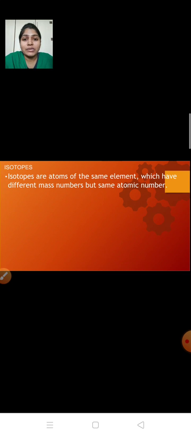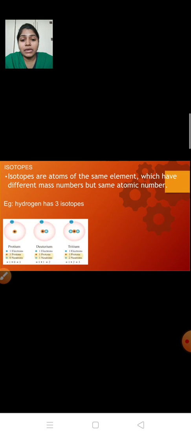Let us find out. Isotopes are atoms of the same element which have different mass number but same atomic number. So remember, isotopes are atoms of the same element. They have different mass number. It means that the number of protons will remain same, only the number of neutrons changes. Now let us look at some examples.